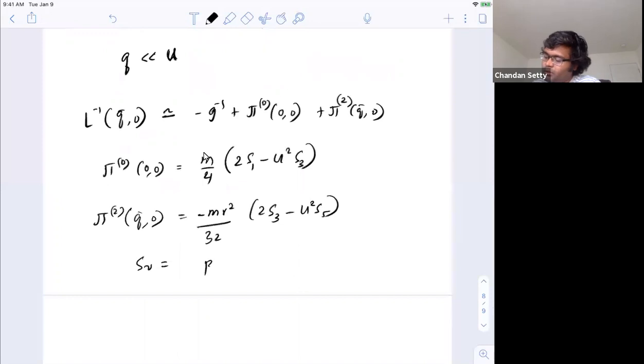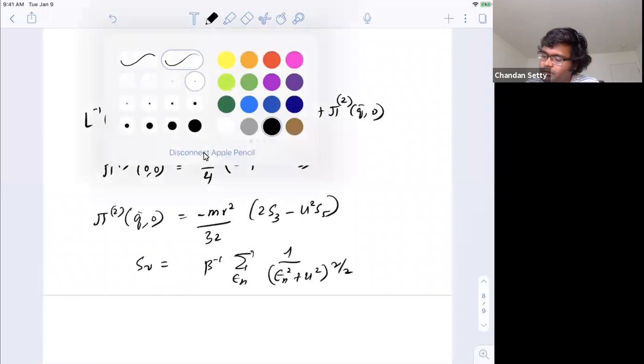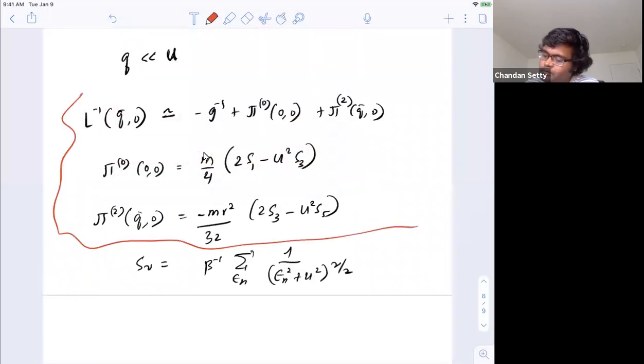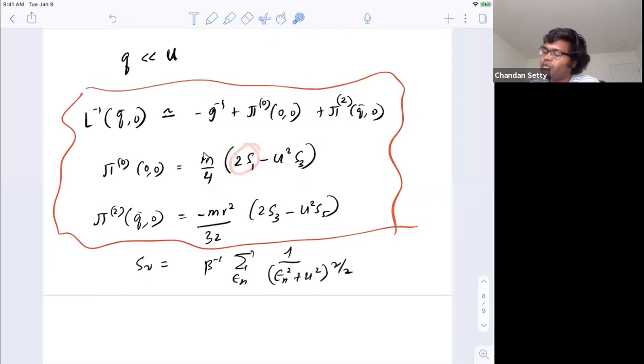Where S nu is simply beta inverse Matsubara summation, nu over 2, where nu is some odd integer. So this is the basic formula for the fluctuation propagator without the Matsubara sum. The important thing to note here is that each of these pair susceptibilities to a given order have contributions from a term that is independent of U, or sorry, is depending on U, but it doesn't have a U squared coefficient, versus a term that is proportional to U squared. Okay, I can do the sum exactly.